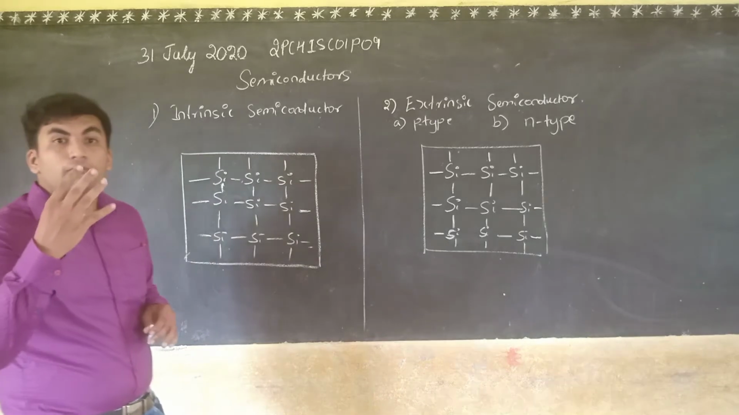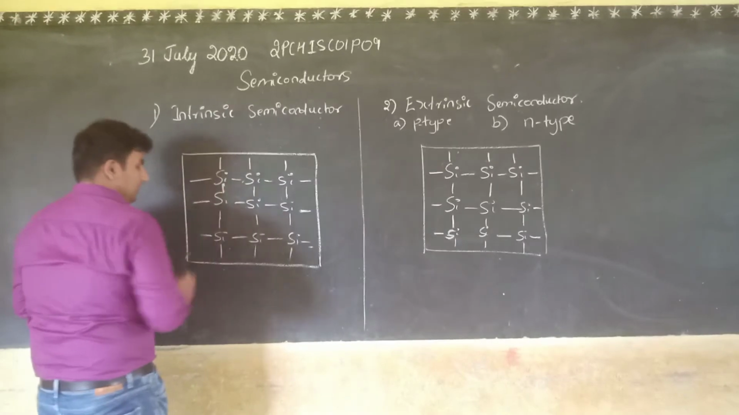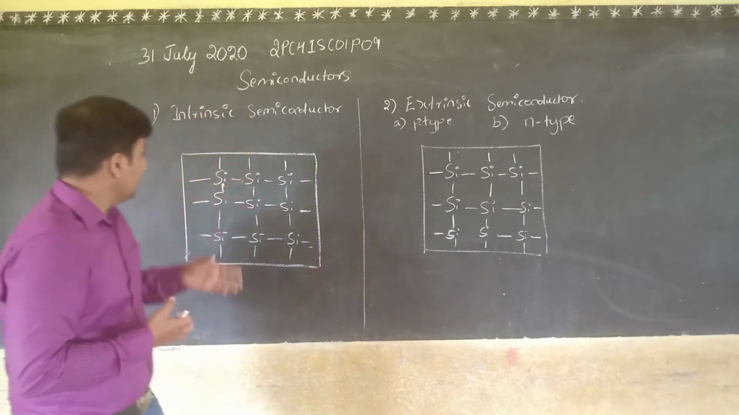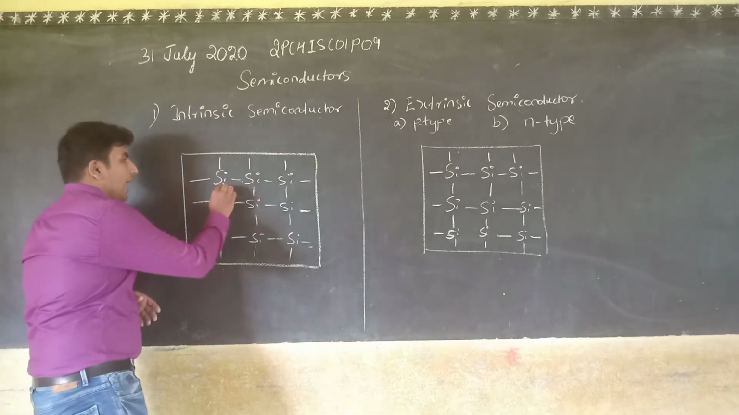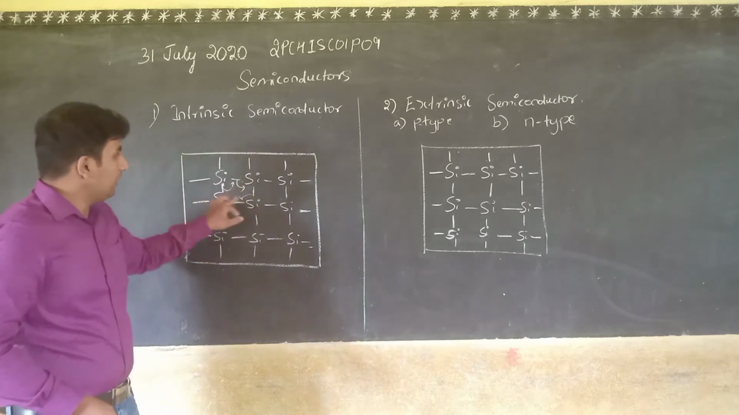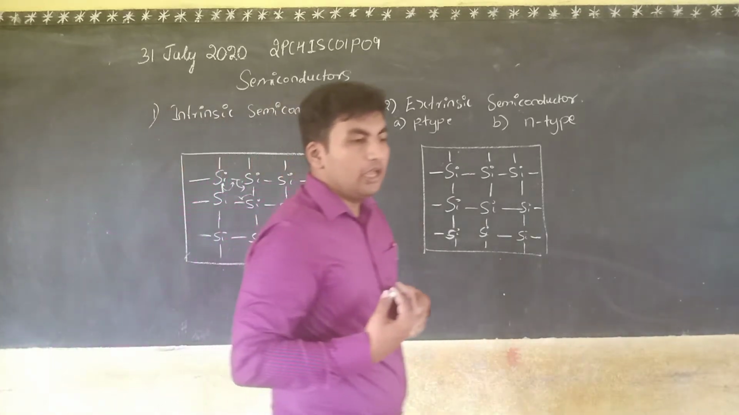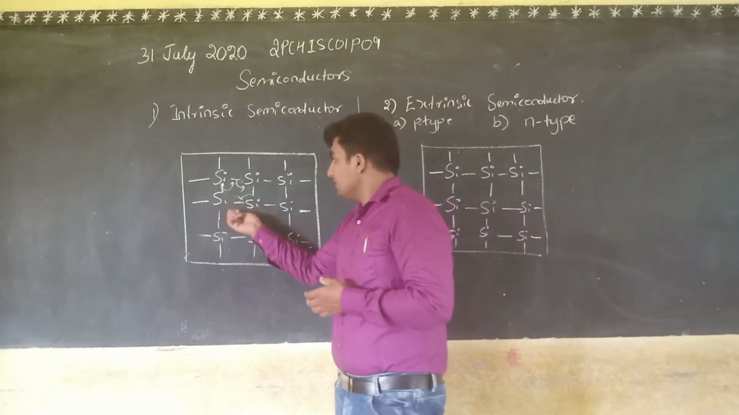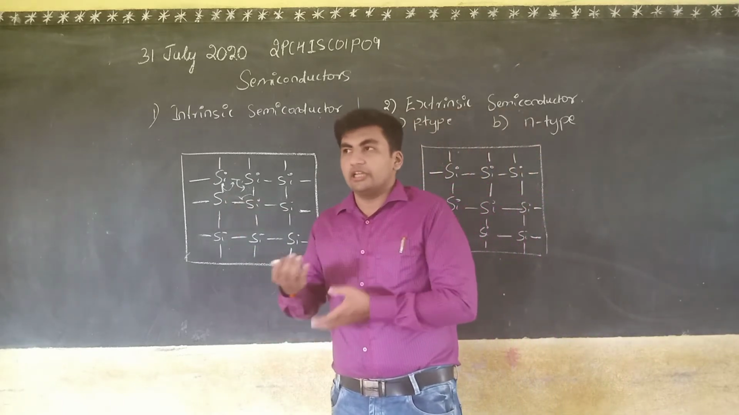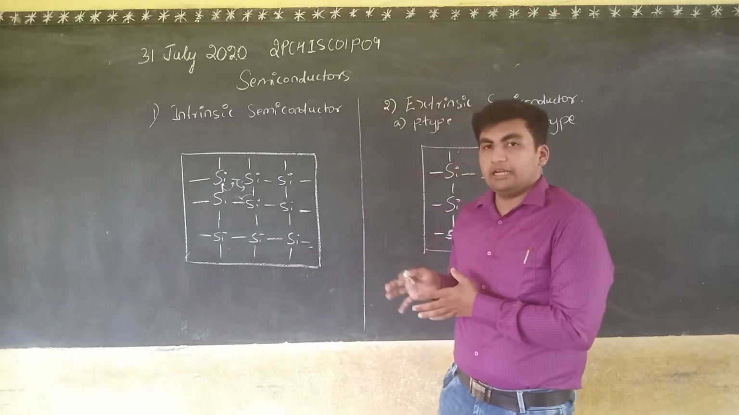Silicon contains 4 valence electrons in the outermost shell. So these electrons combine with the neighboring silicon atoms to form covalent bonds, and these electrons shift to the neighboring atom, delocalize, and conduct electricity. When the temperature rises or heating is given, that semiconductor conducts electricity.